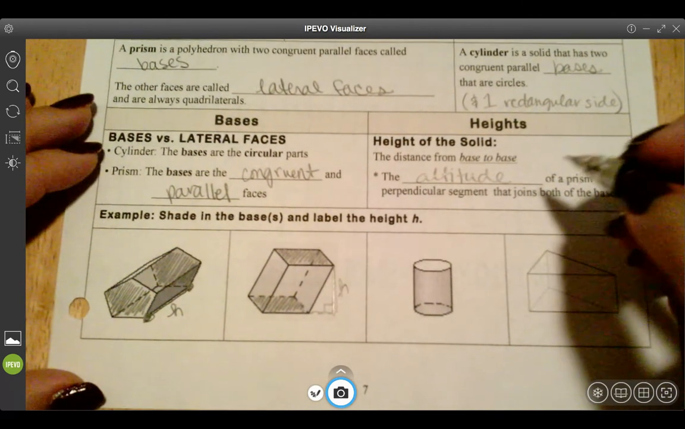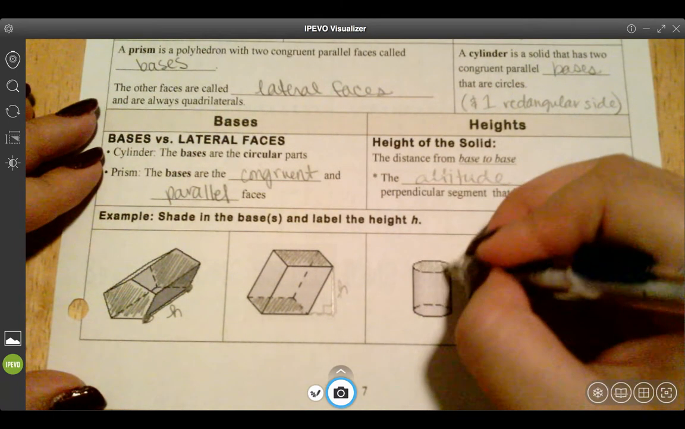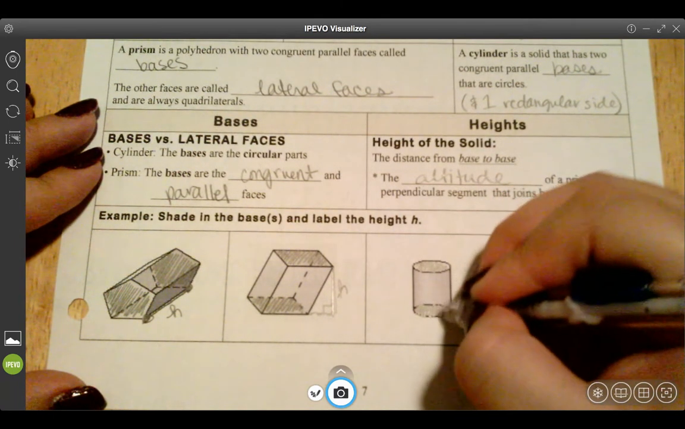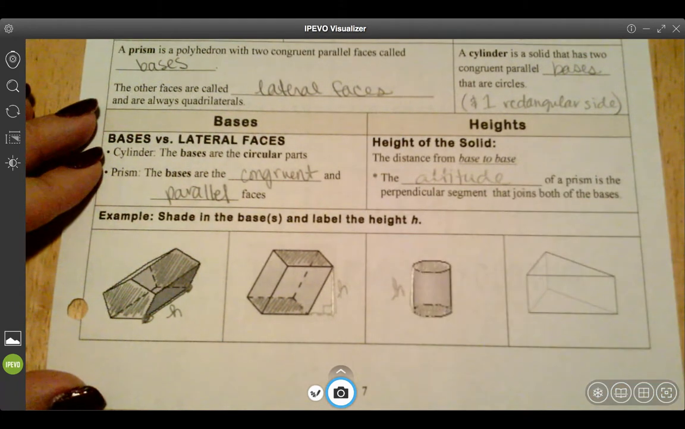For the next example, we have a cylinder. So again, looking for the non-rectangular side, we have the circle on the top and the circle on the bottom. The height can be any distance between those two sides. So that can be our height.